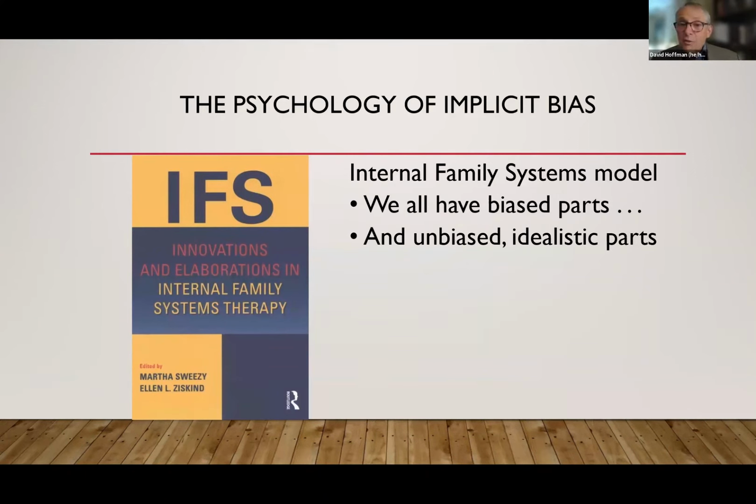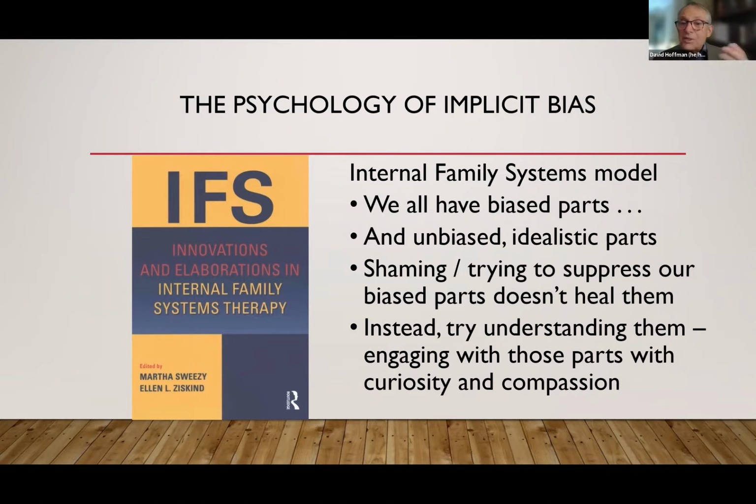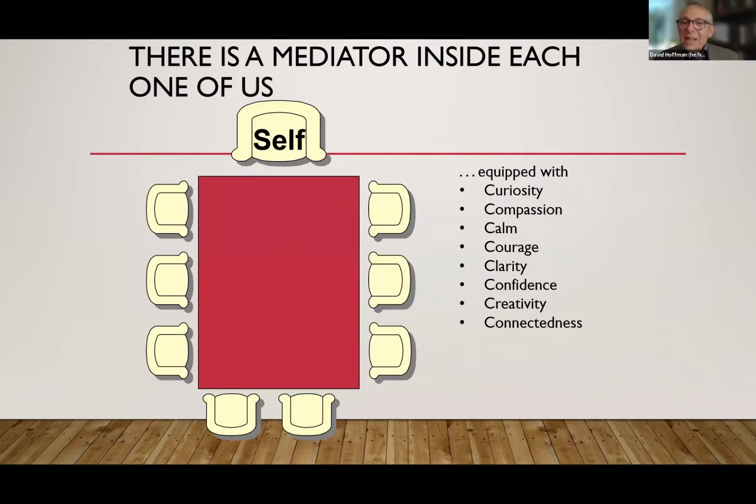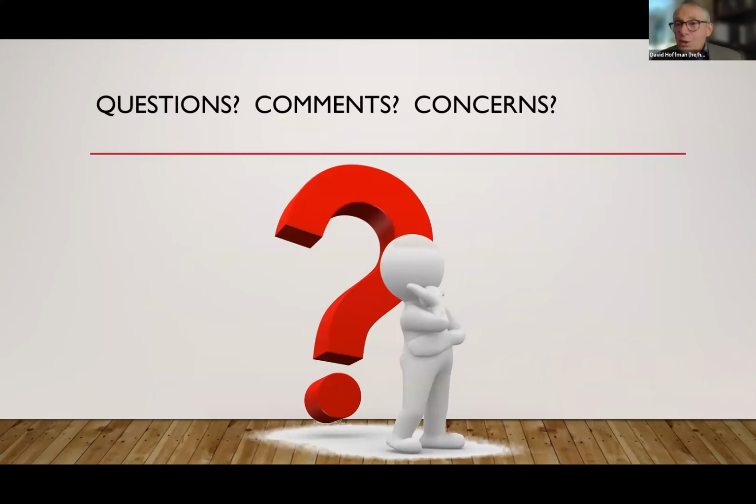What we can do, however, is pay attention to our unbiased and idealistic parts, and try to avoid shaming and suppressing the biased parts, because that doesn't heal them, but instead try to understand them, engaging with those parts with curiosity and compassion. And so bringing our self-energy to the fore and visiting with those bigoted parts can help us learn about them and help in healing them. So at this point, I'm going to stop because I've run out of time.